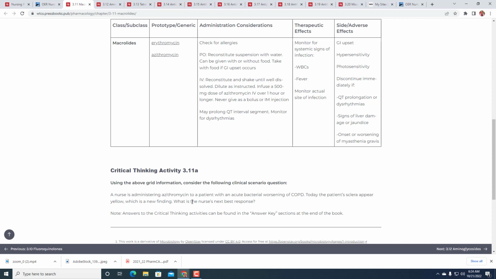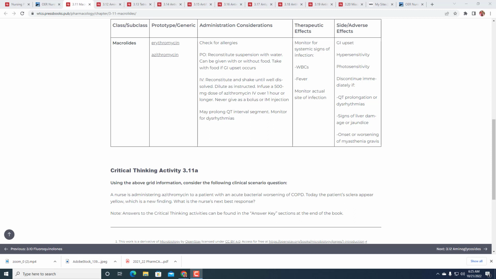All right, well, here's our case, critical thinking, activity 3.11a. A nurse is administering azithromycin to a patient with an acute bacterial worsening of COPD. And we always want to identify any acronyms. If we don't know that stands for chronic obstructive pulmonary disease, which is a bit different than asthma, make sure to look it up. Today, the patient's sclera appear yellow, which is a new finding. What is the nurse's next best response?